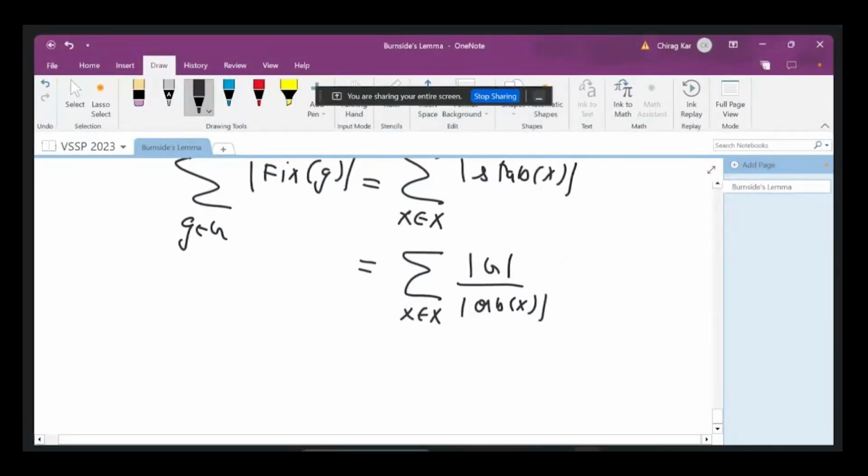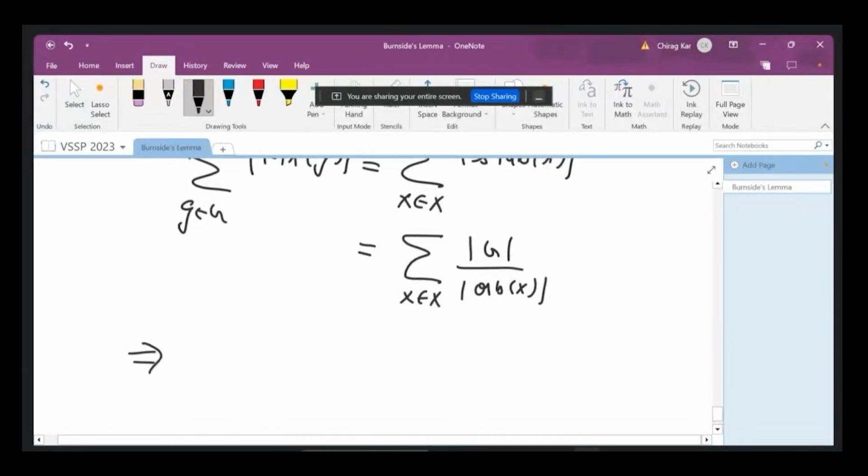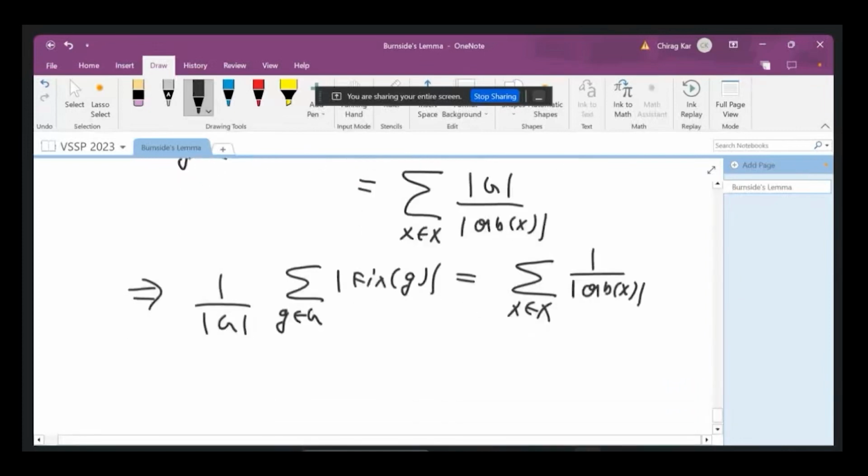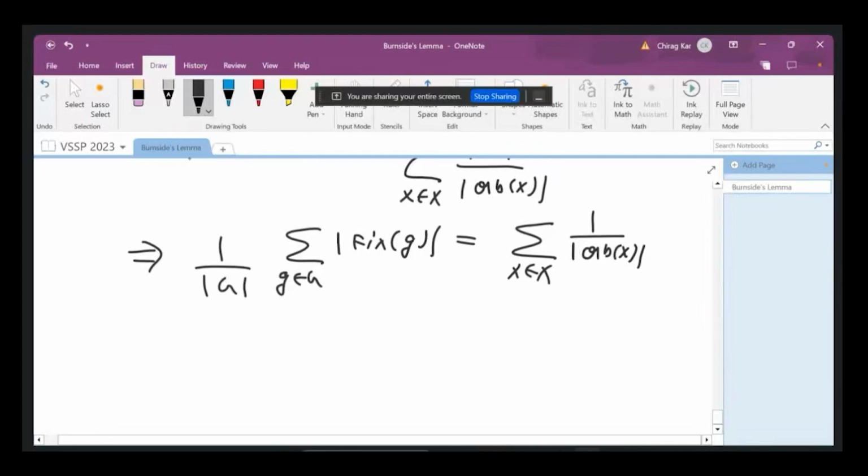Now, here is where it gets very interesting. From here, this entire thing implies 1 over the cardinality of G, summed over g belonging to G, of fix of g, is equal to the summation over x belonging to X of 1 over the orbit of x. Correct? Now, what can we do? Now, we obviously have the left hand side that we wanted, but what can we do about the right hand side?